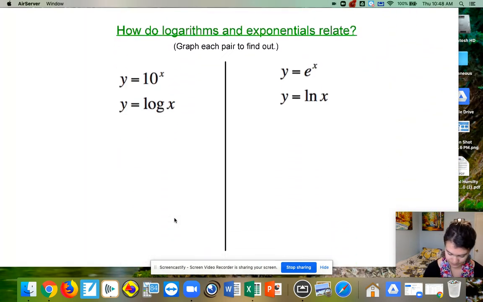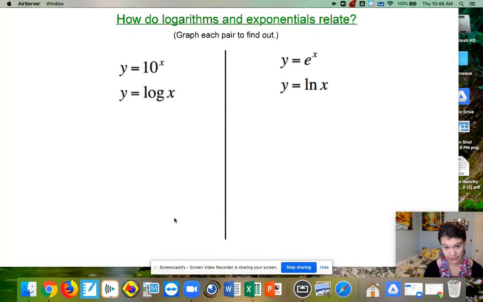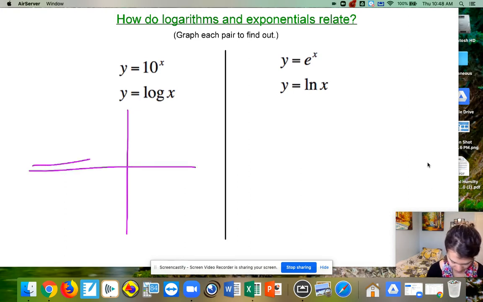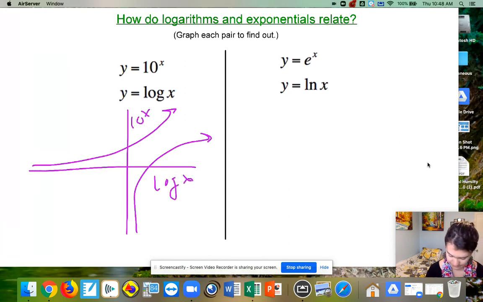Okay, so if we keep going, how do they relate to each other? So graph each of these and look at the graph and think about it for a bit. Okay, so if I sketch the graph, this won't be 100% accurate. We'll get something like this and something like this. So this is your 10 to the x, this is your log x. And these look about the same.